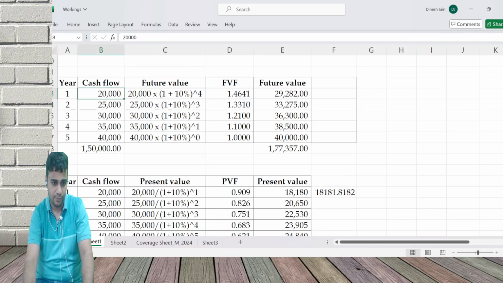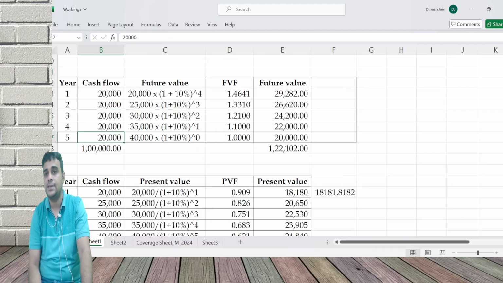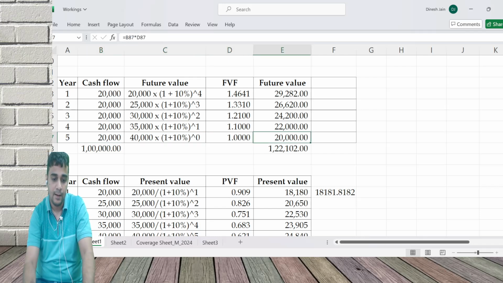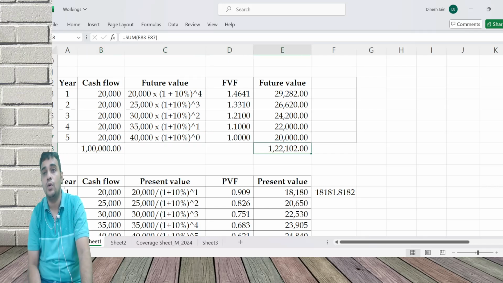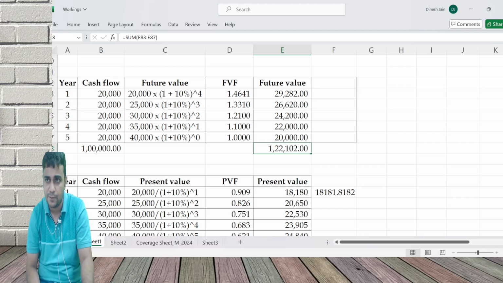Here, let's take 20,000. It's the same 20,000 for all the 5 years. Okay, same 20,000. Earlier I said 20, 25, 30, 35, 40. Future value is 122,102. This number I am going to get without doing the table. That is the purpose of annuity.